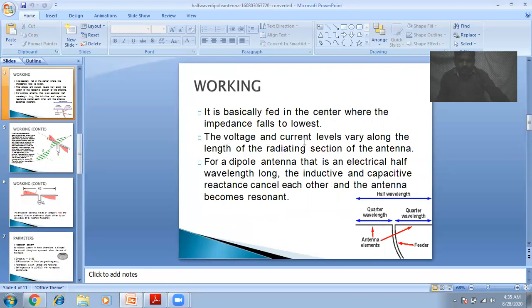So the voltage and current levels vary along the length of the radiating section of the antenna. For a dipole antenna, that is an electrical half wavelength line, that means electrically the length is equal to lambda by 2, the inductive and capacitive reactances cancel each other and the antenna becomes a resonant antenna. So due to the cancellation of these inductive and capacitive reactances, this can be seen as a resonant antenna.